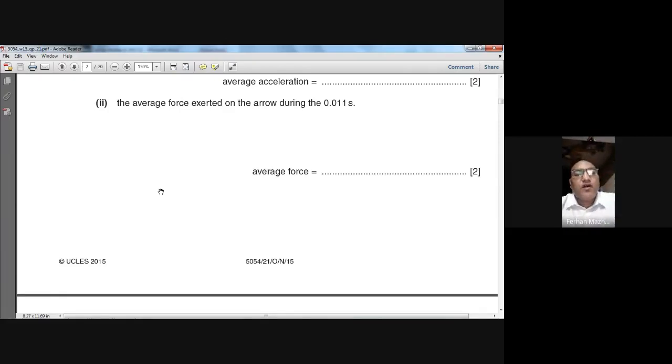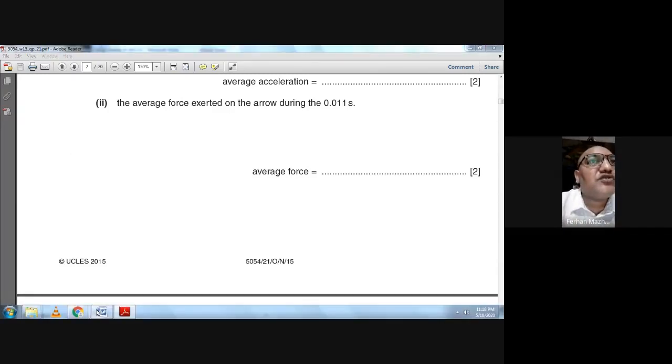Its mathematical form is F equals ma. By applying the formula F equals ma, the mass is 0.018 kg, and the acceleration is 8.6 × 10^3, and the answer will be 155.45 Newton. It's a 2-mark numerical. I have done this on a paper. Let me show you my working.